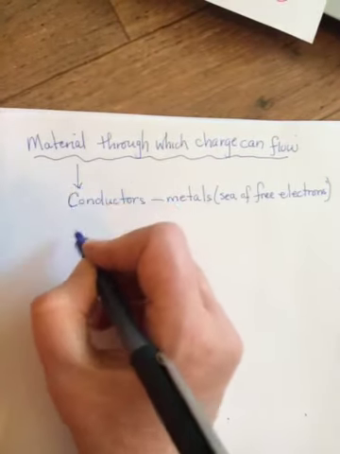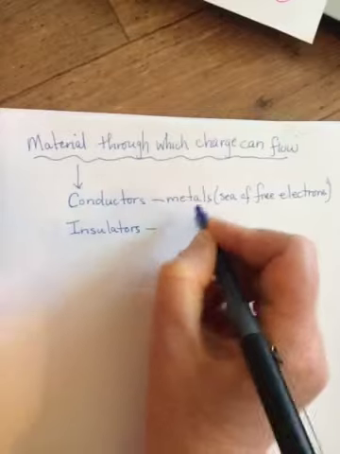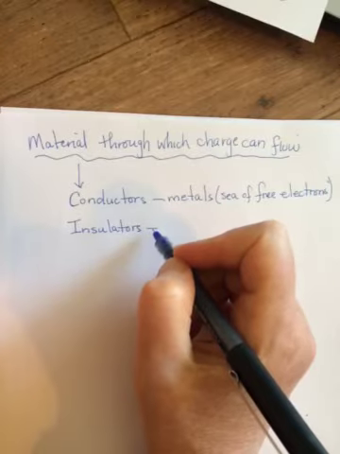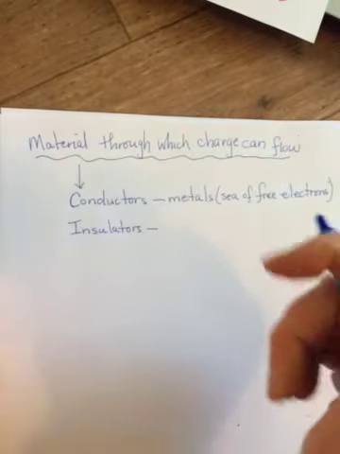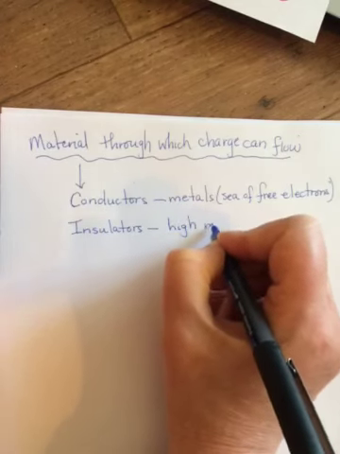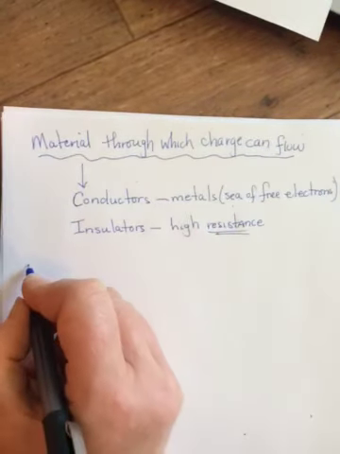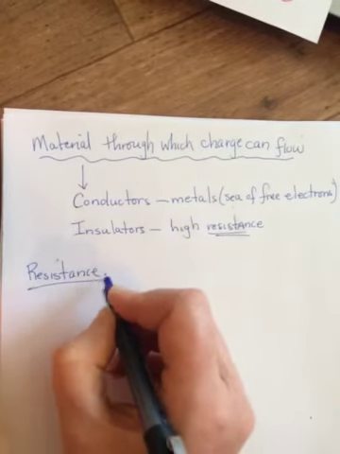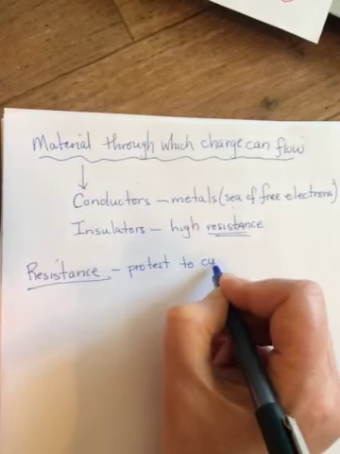Things that are not good conductors are called insulators. Insulators are poor conductors. They hold their electrons tightly, and they do not allow electrons to flow through them easily. They have what we call high resistance. Right? Okay, high resistance. And what is resistance? Resistance is like the material's protest to current flowing through it.